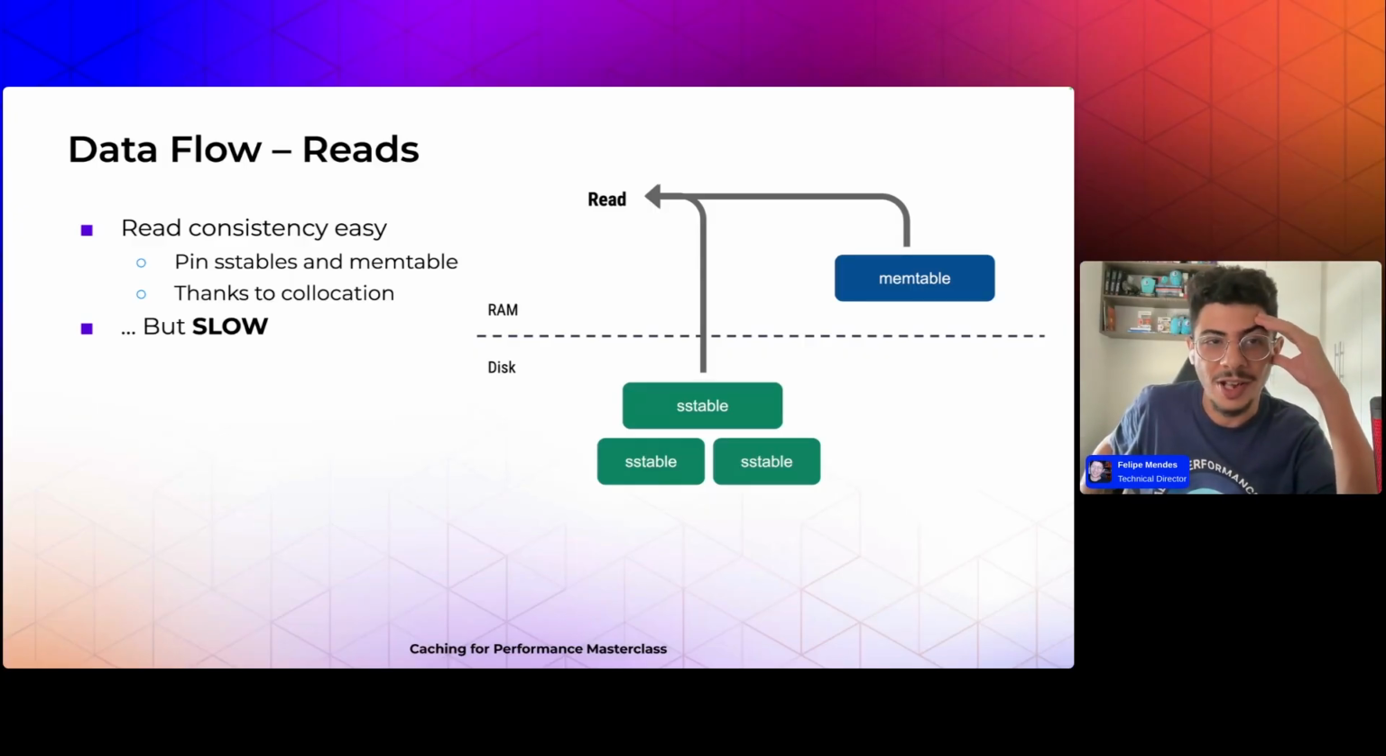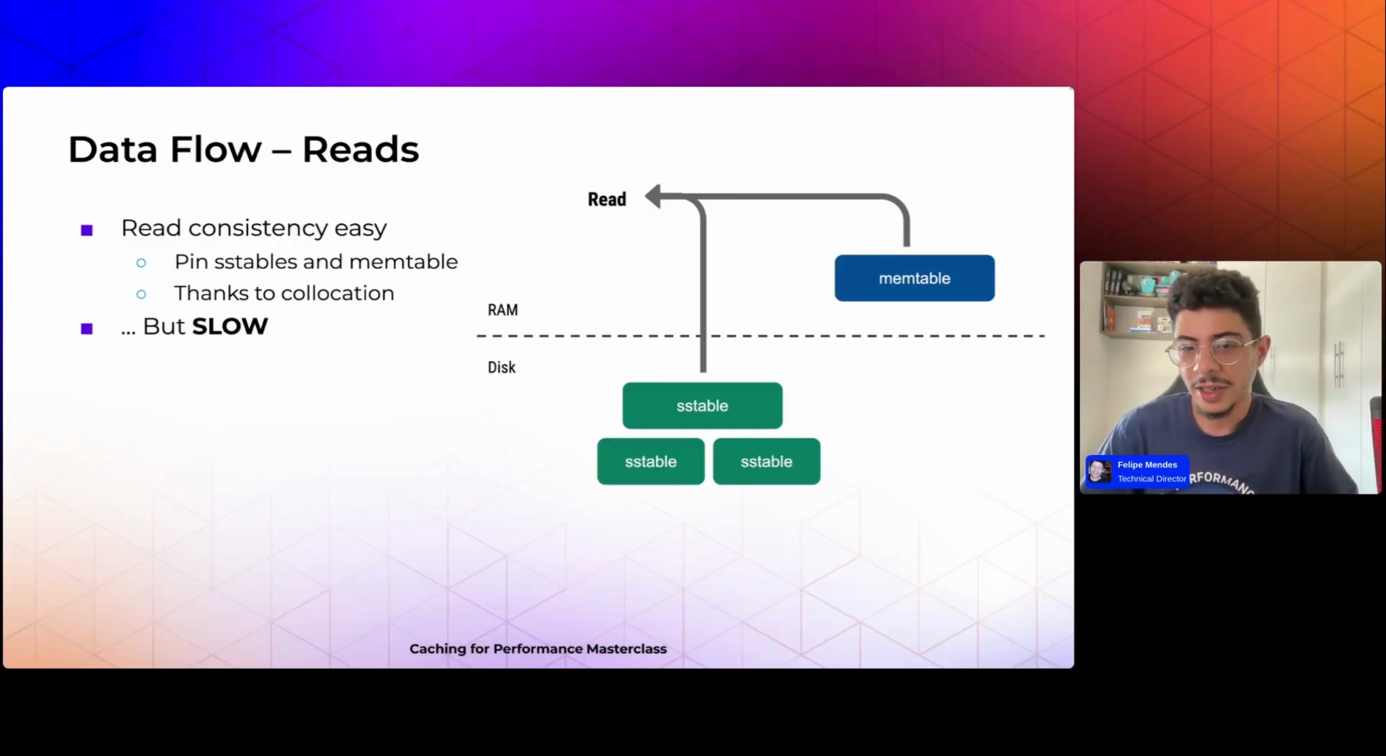It is super slow. If every read we need to service our requests needs to potentially touch multiple SS tables on disk, then there's no way to overcome it. Your tail latencies would be badly affected. So we need to find a better way. We need a cache. And the natural question that comes after is, okay, so how do we implement this cache?